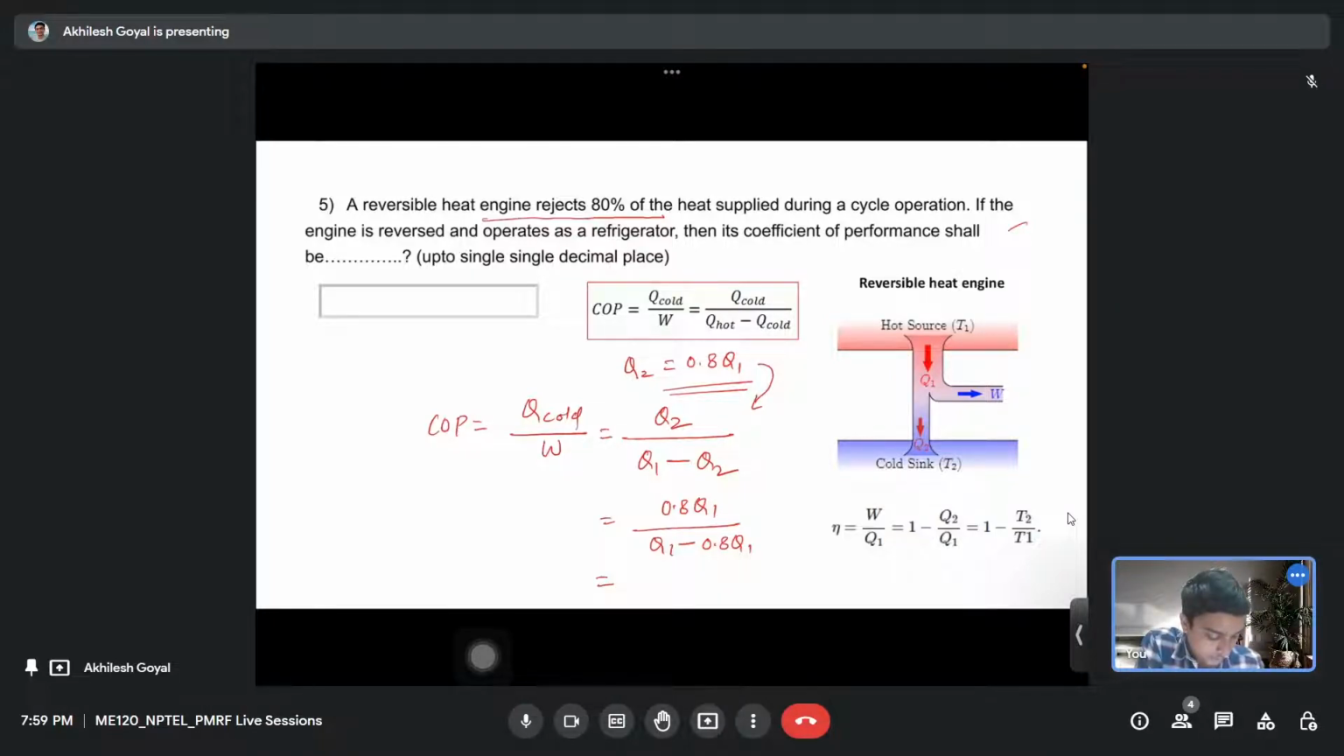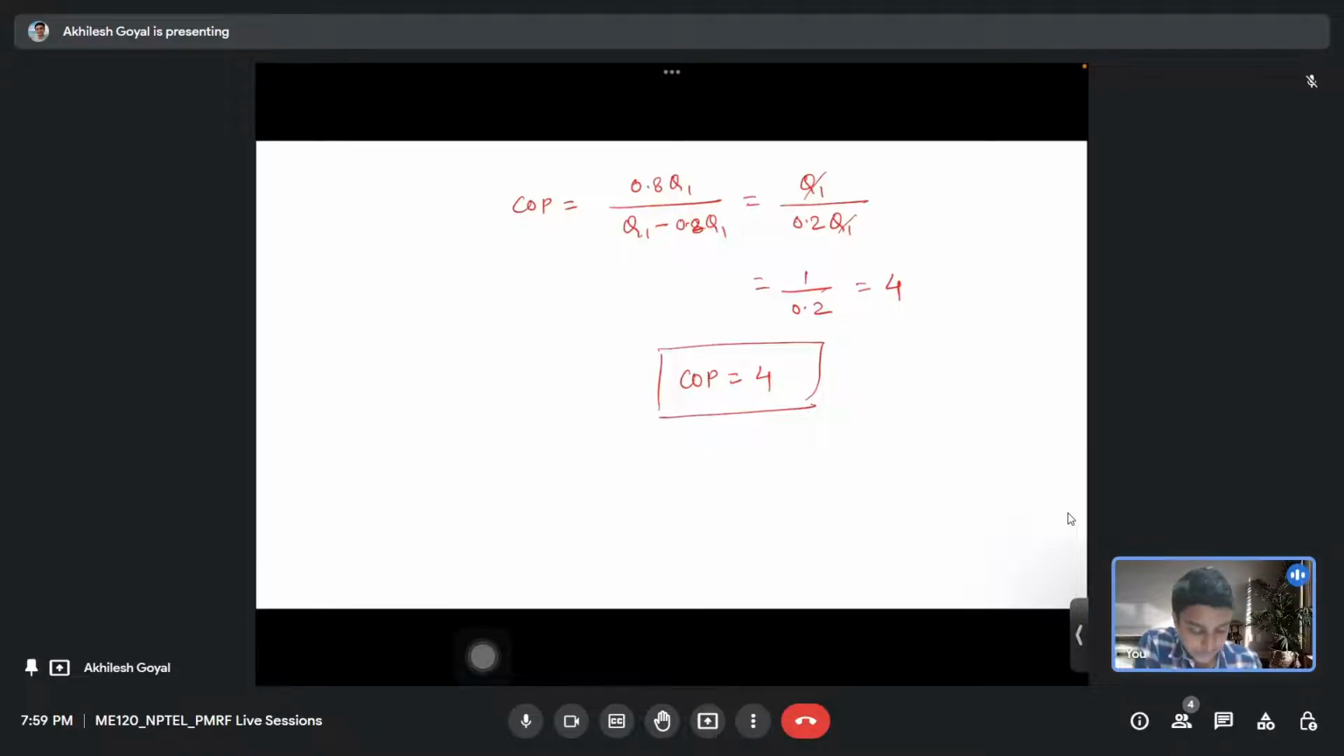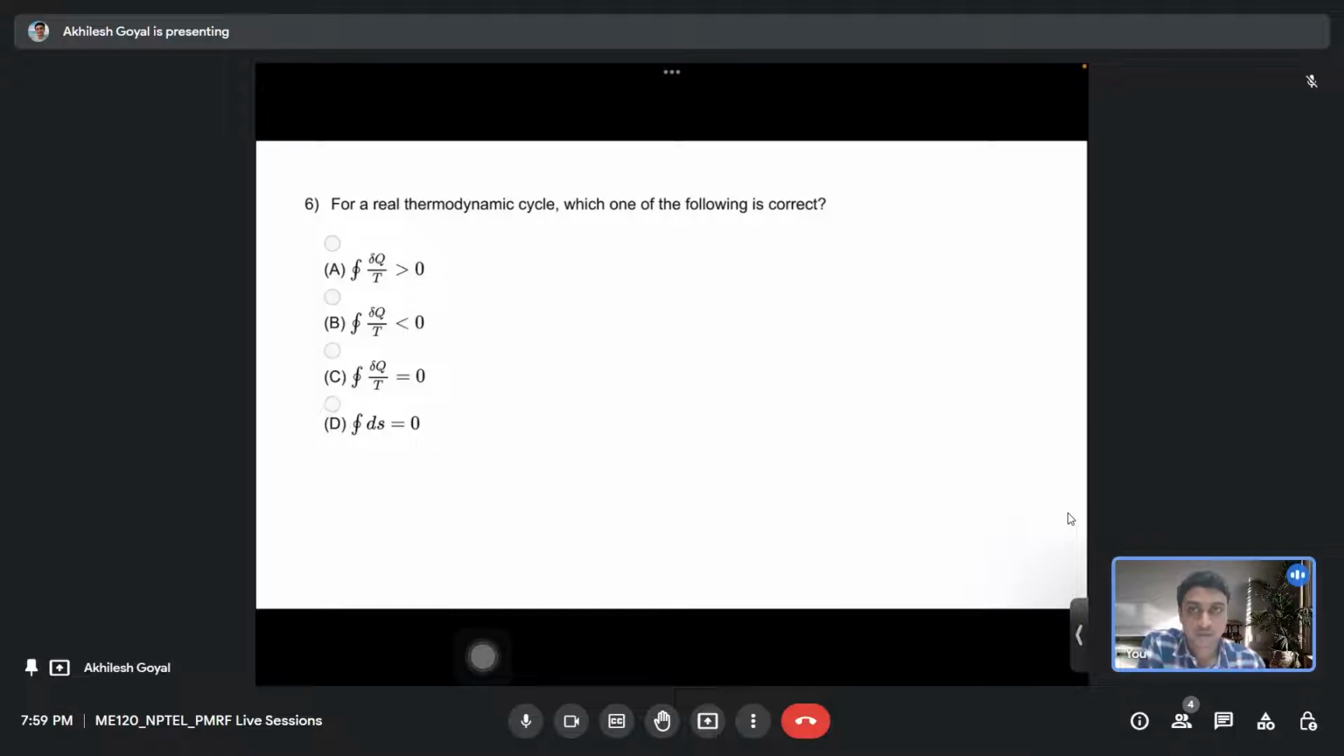Okay, so let's move to the next question. The next question is, for a real thermodynamic cycle, which one of the following is correct? So the cycle integral of del q by t, what should be the value of that for a real thermodynamic cycle?